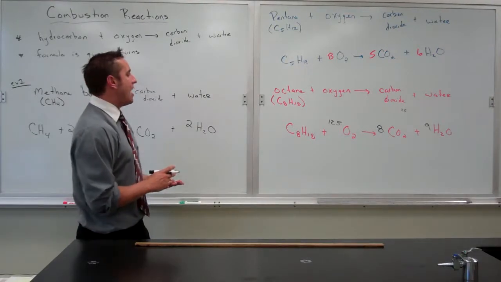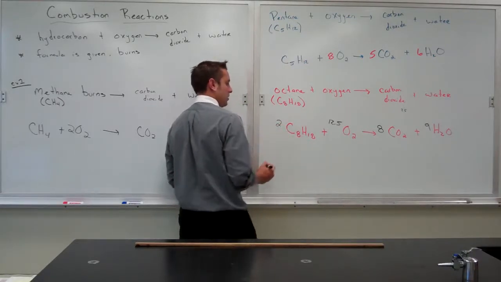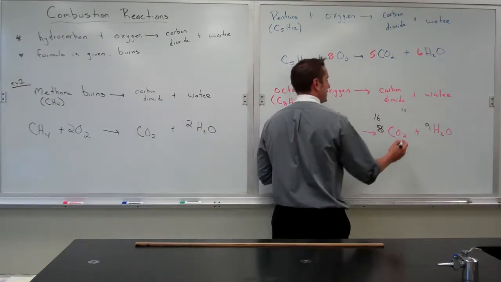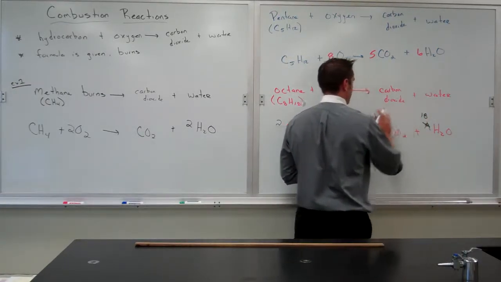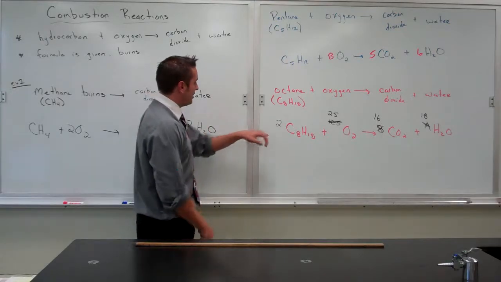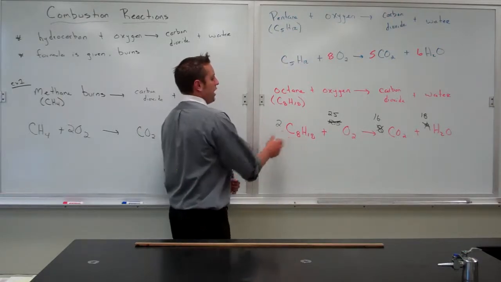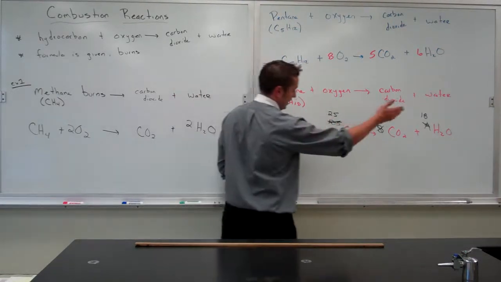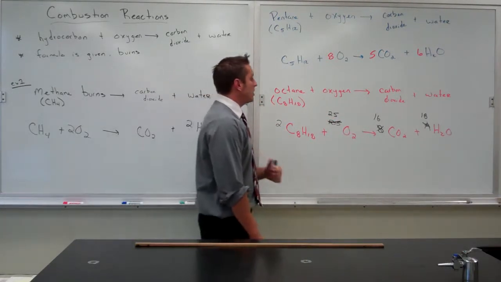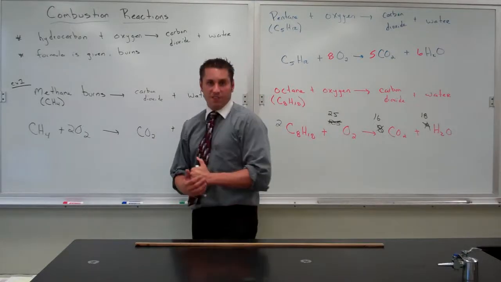And then we don't like halves, so to get rid of it, we multiply everything through by 2. So there's a 1 here, so this becomes a 2. 12 and a half becomes 25. 8 becomes 16, and 9 becomes 18. When the coefficients get high like that, I always do a double check to make sure we're balanced. 2 times 8 is 16 C's, 16 C's. 2 times 18 is 36 H's. 18 times 2, 36 H's. 25 times 2 O's is 50 O's. 16 times 2 O's is 32 O's plus 18 more is 50 O's.